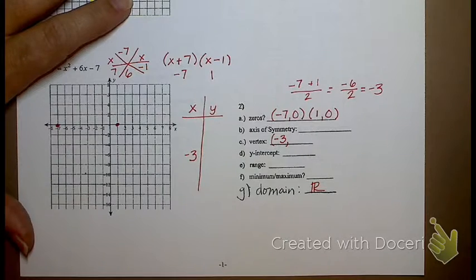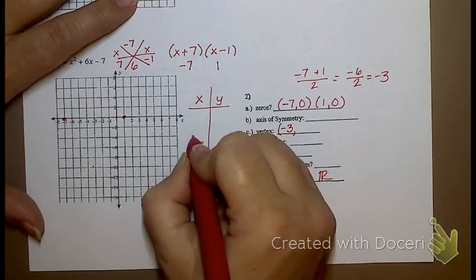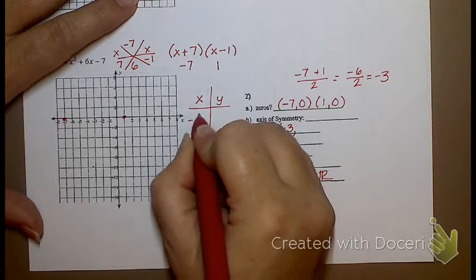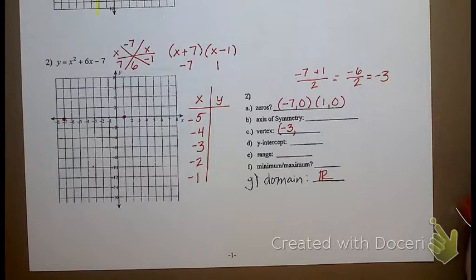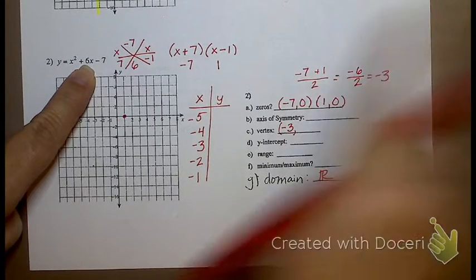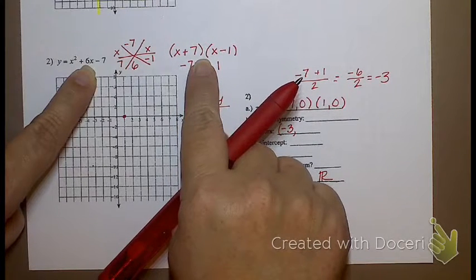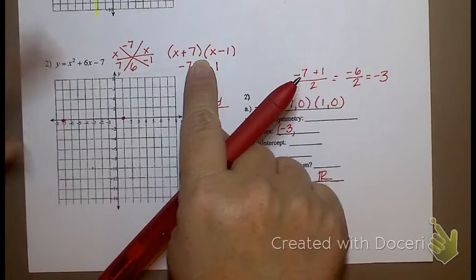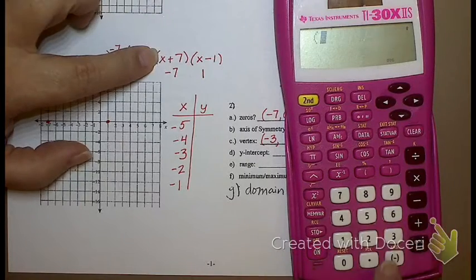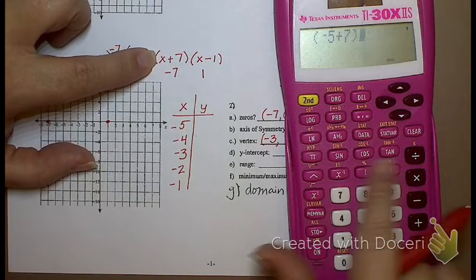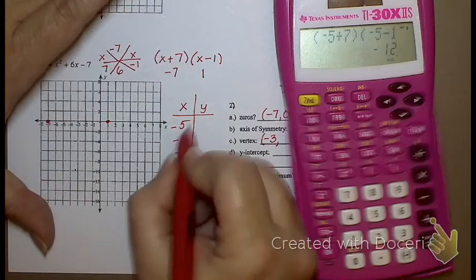How do I fill in the rest of my XY chart? Put in values around, right? Now, here's my question. Where do I plug in? Do I plug into standard form or into the factored form? Either one, you're going to get the same answer both places. I find it easier to plug it into intercept form, actually. So let's see. Negative 5 plus 7, and then negative 5 minus 1 gives me negative 12.